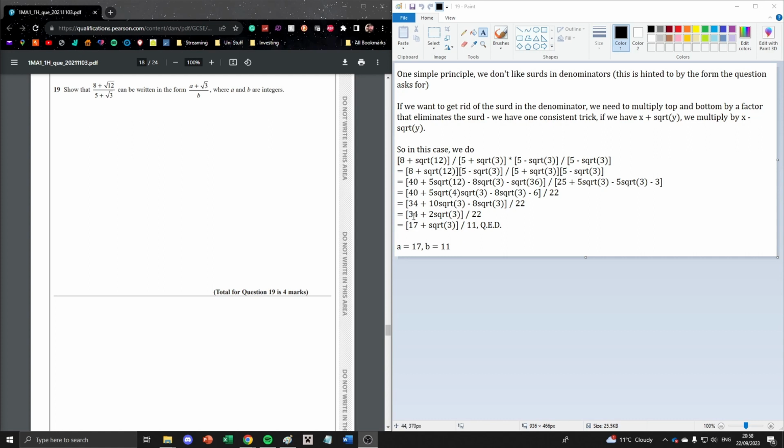Finally, we simplify once again to 34 plus 2 square root 3 divided by 22. Obviously, that's just 10 minus 8 square root 3. Obviously, we don't want a coefficient of square root 3. We want it to just be on its own. So we're going to divide top and bottom by 2, and obviously that remains the same value. So we're going to get 17, 34 divided by 2, square root 3 divided by 11. So in this case, A is 17 and B is 11.